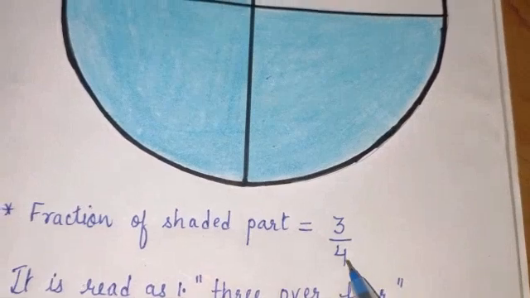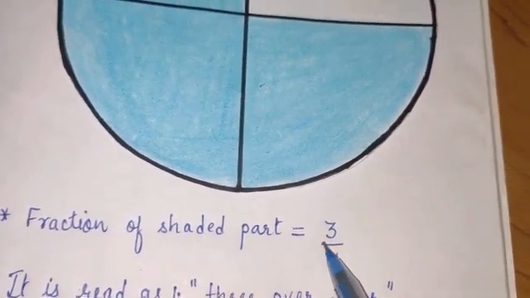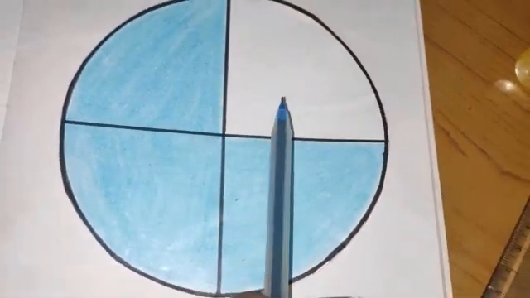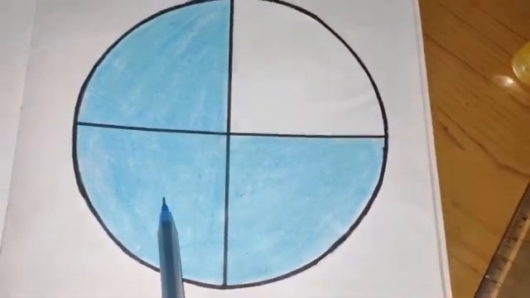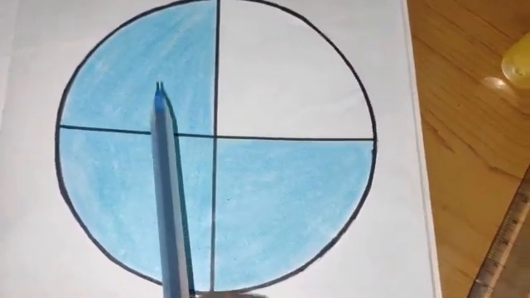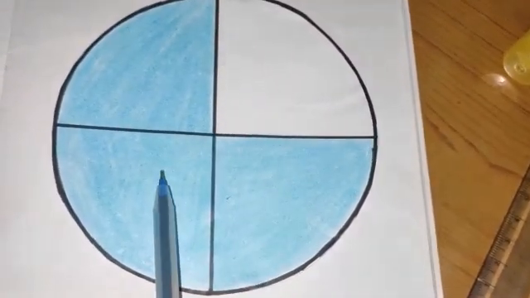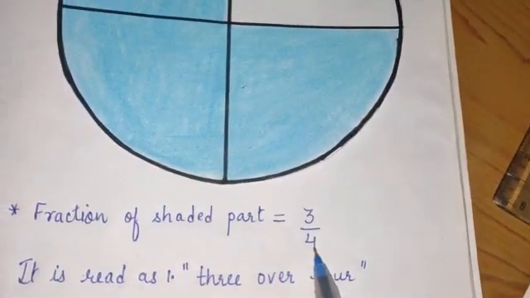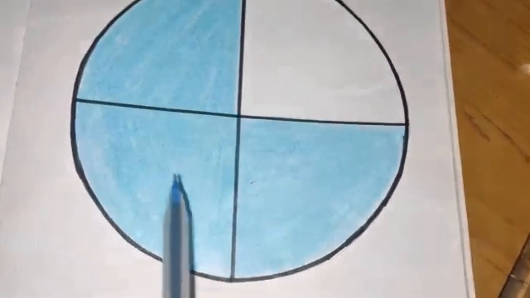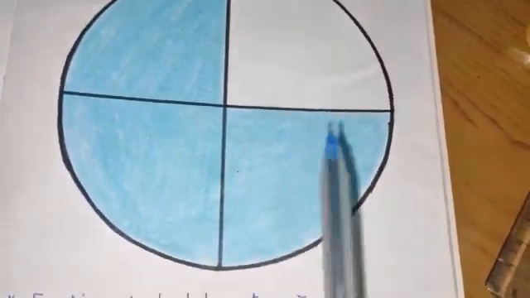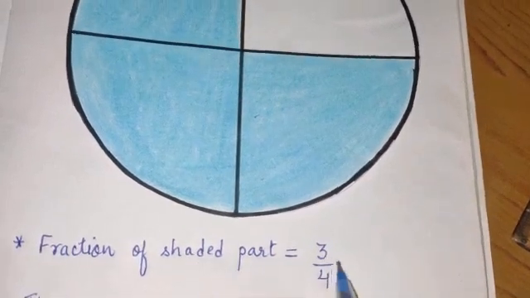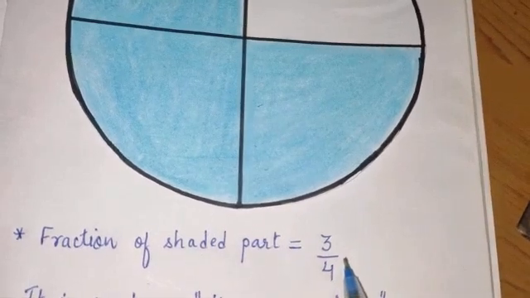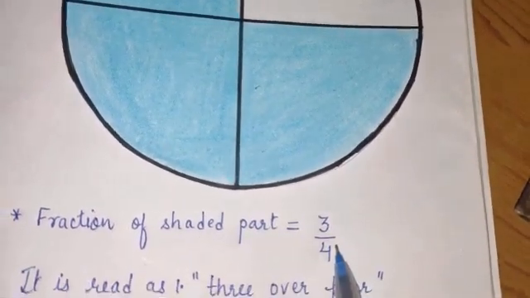As I have explained to you, in the denominator, or the number below the line, you will be writing the total number of divisions made. So here the total number of divisions is 4. So below the line, in the denominator, I have written 4, and out of the 4 parts, 3 parts are shaded. So in the numerator, above the line, the number of shaded parts is written. So the fraction would be 3/4.